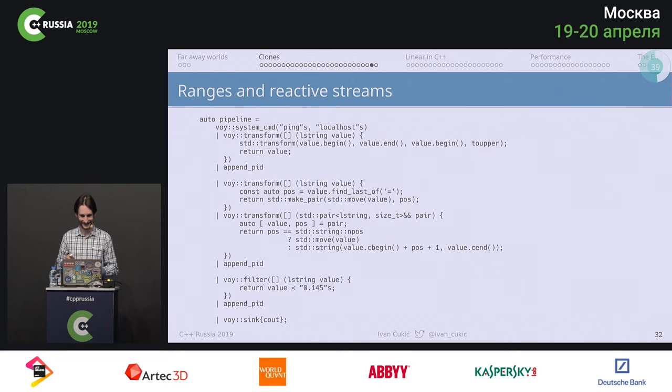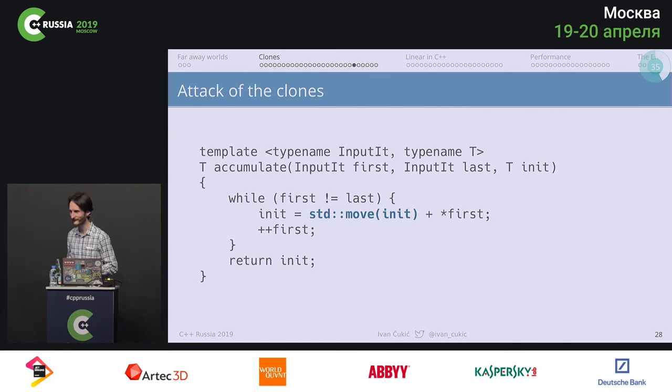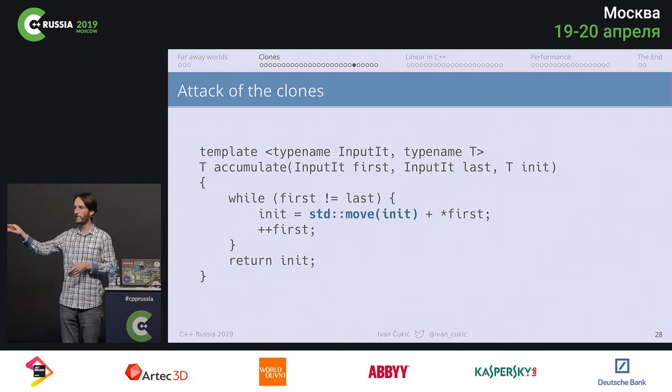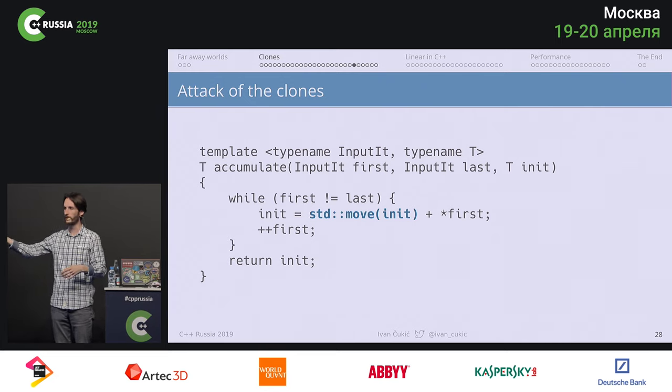Thank you for the talk. I have a question about the body of the accumulate algorithm, when you write move in it. I didn't get why it performs better. Okay, do you remember the number of the slide? Yeah. So if you just say init plus dereferenced first, this means init might be used afterwards, so we cannot do anything with it. We should not change it. When we want to plus something, it's going to allocate a new string, copy the data, and then use the new data and assign it to the previous init.